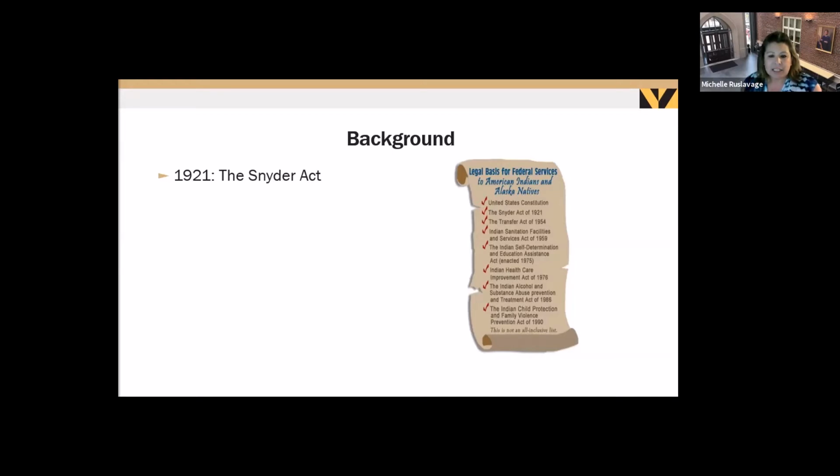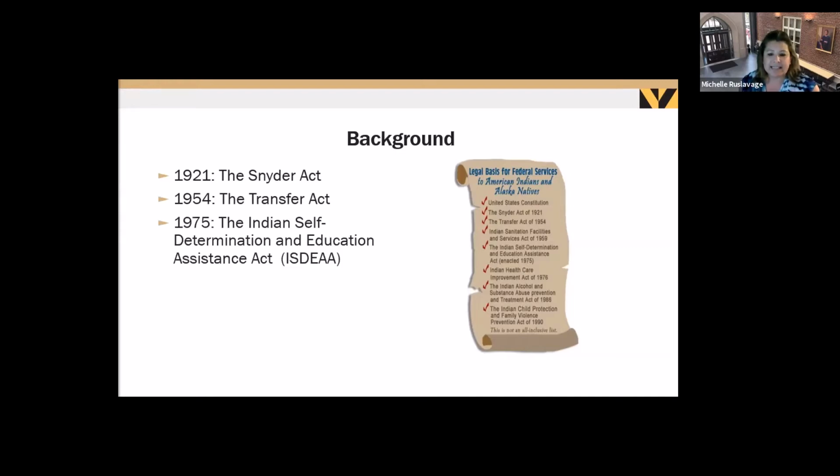Back in 1921, the Snyder Act was passed, and it's the basic authorization for federal health services to U.S. Indian tribes. Then in 1954, the Transfer Act transferred the Indian Health Program from the Bureau of Indian Affairs to the United States Public Health Service in what was the former Department of Health, Education, and Welfare, currently known as the Department of Health and Human Services. And this Transfer Act also established the Indian Health Service.